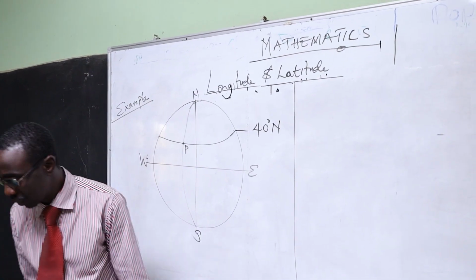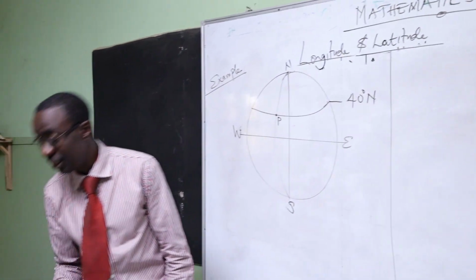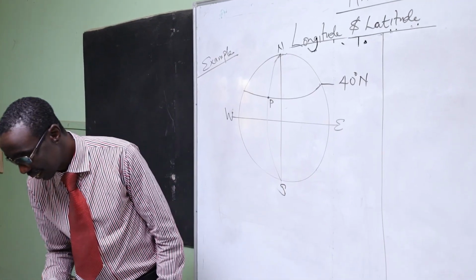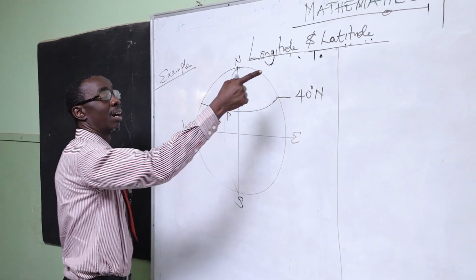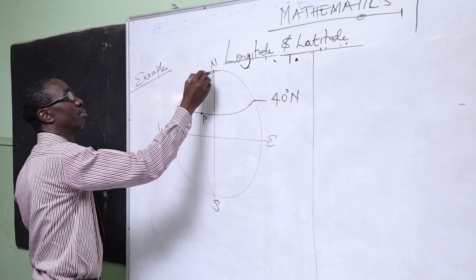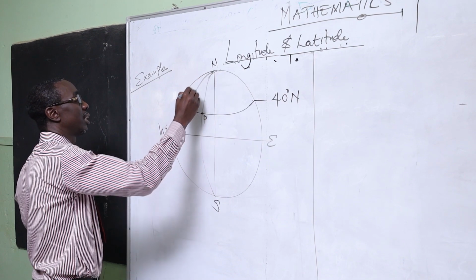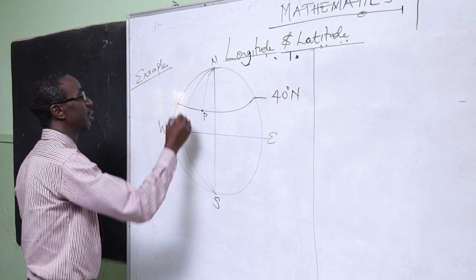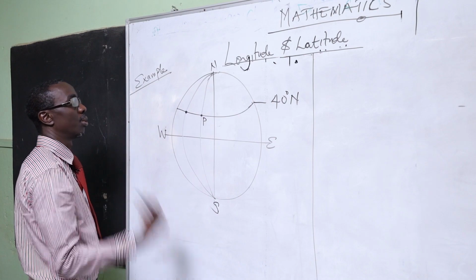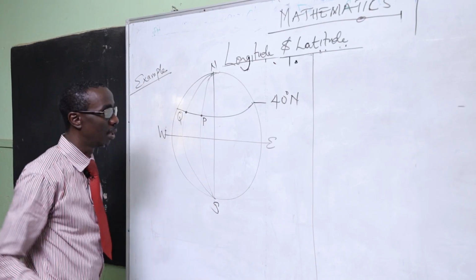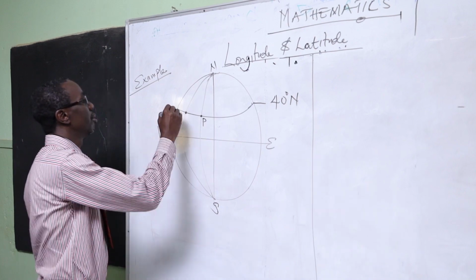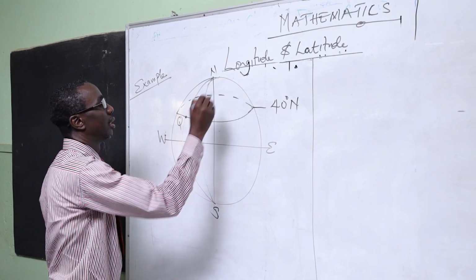The second point, which is point Q, is 40 degrees north and 78 degrees west. Obviously, the same latitude, that's 40 degrees, but there is a new longitude, 78. The intersection also gives us what? Point Q. This is the diagram for that question.